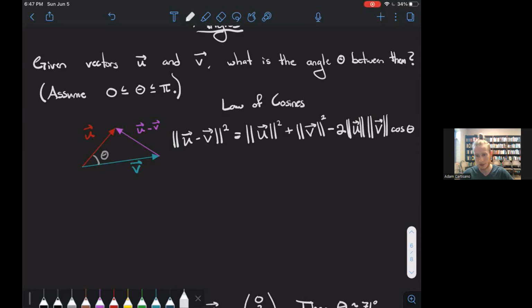This is the law of cosines, stated for vectors. It's a theorem from geometry. We start here, and then we're going to apply the fact that the square of the norm is the product of a vector with itself. We're going to use that fact a lot. So, when applied to the first side, this is looking like u minus v dot u minus v.